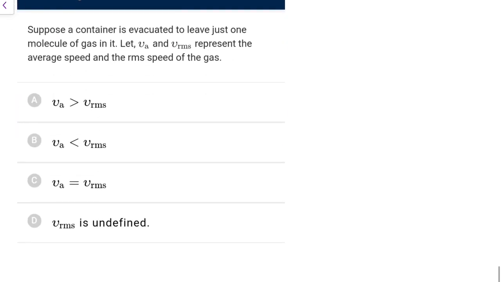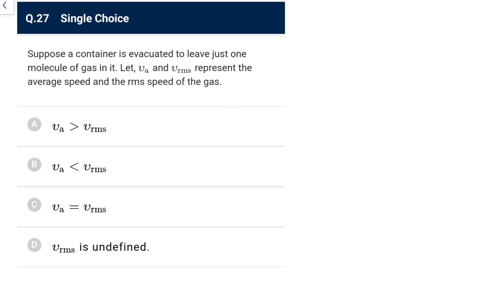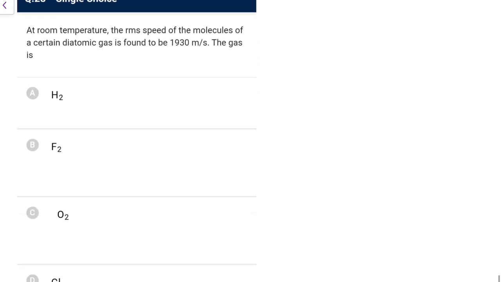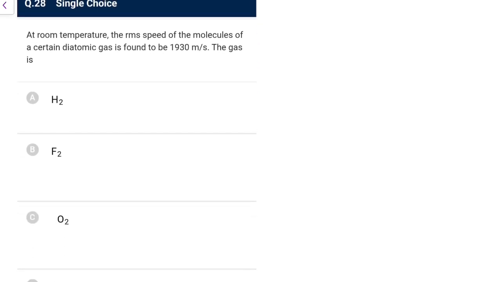Next, suppose a container is evacuated to leave just one molecule of gas in it. Let V and Vrms represent the average speed and the RMS speed of the gas. Because there is only one molecule, everything will be same. You take a single average or the square average, that would be same. That's a very good question asked on what basically is V and what is RMS. The beautiful question this one. That's an easy one but a very nice question. It's like if you have only one subject mark, that would be your percentage and that would be your average, everything you can say like that.